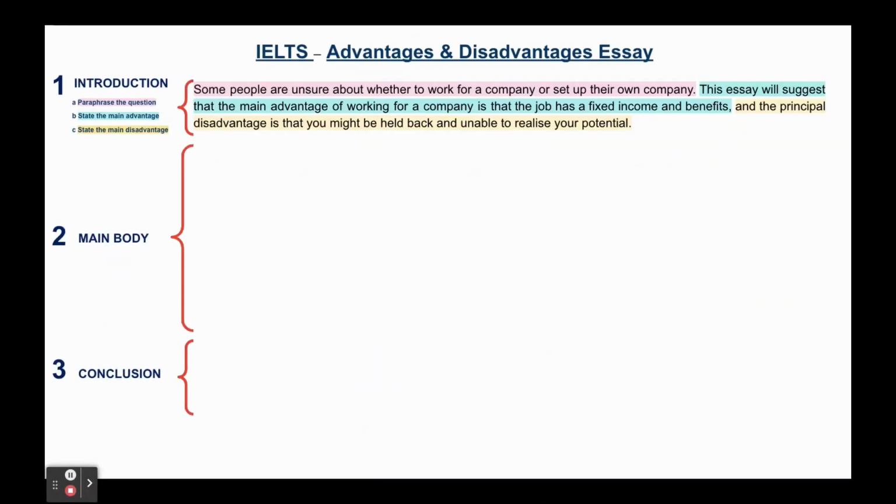So here is the completed introduction, and firstly, you paraphrase the question, then state the main advantage, and then the main disadvantage. Now, one thing I would advise you is to make sure that you plan your essay before you start writing and that you are very clear about what your main advantage and what your main disadvantage is. It will make your life a lot easier.